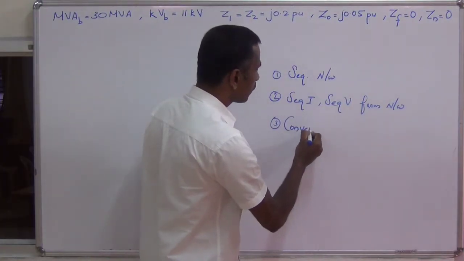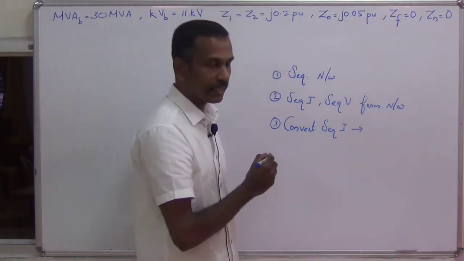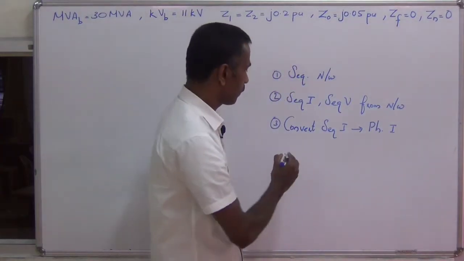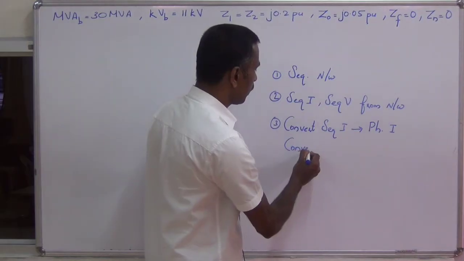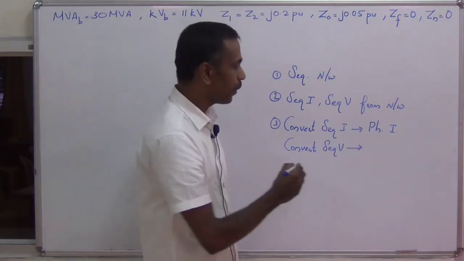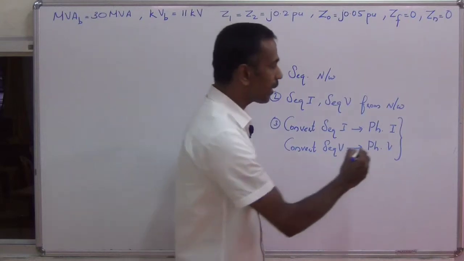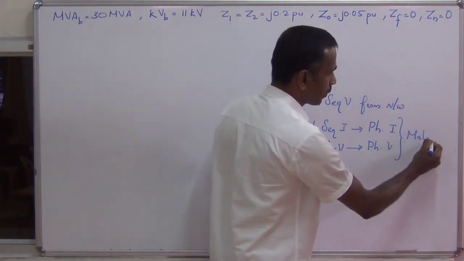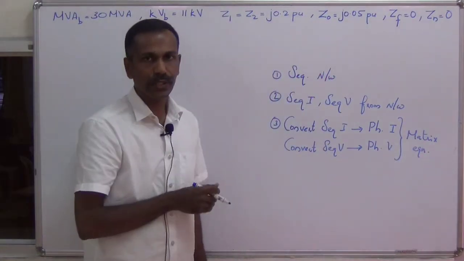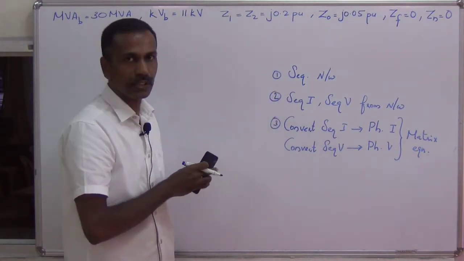So convert sequence currents into phase currents using our matrix equation. Similarly, we convert the sequence voltages into phase voltages using the matrix equation. So this is the approach we are using to solve asymmetrical faults. So first we will draw the sequence network.